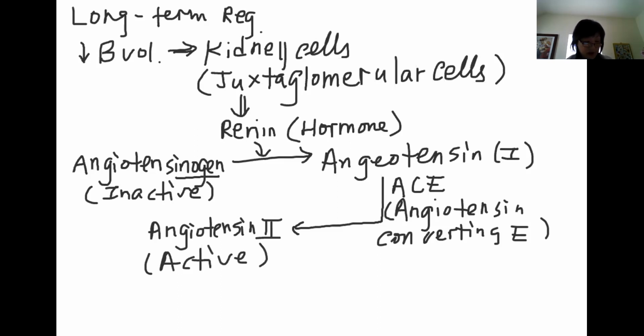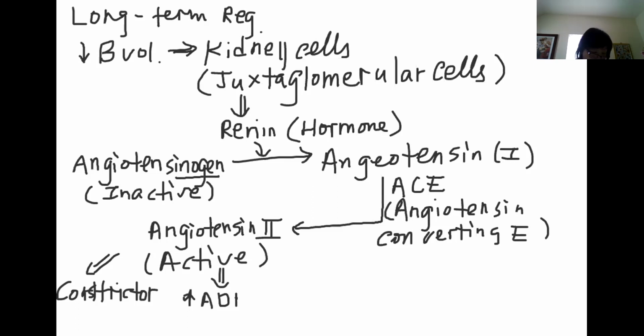Angiotensin 2 is a very strong vasoconstrictor, which can change the vessel size, right? But more importantly, angiotensin 2 can increase antidiuretic hormone release. Do you remember this hormone, released by the hypothalamus?